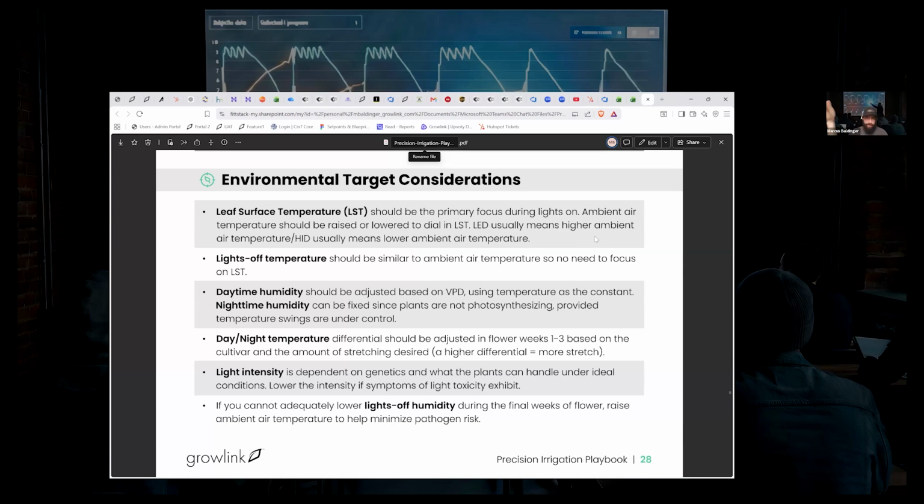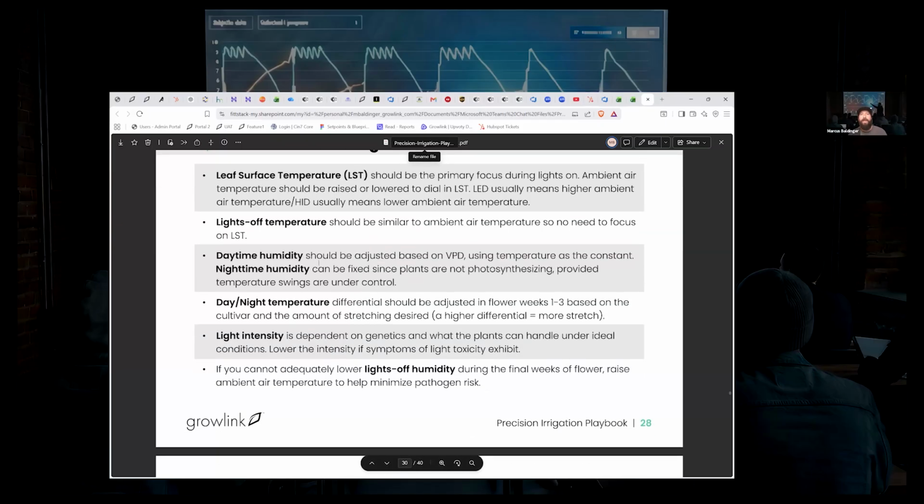You might have to raise it up a little bit if you're running LEDs because they don't put out that radiant heat. And then same thing with double endeds, HIDs, anything like that. They're always going to put out more heat, so you got to run it a little bit cooler. I've already said this too. Lights off temp is going to be pretty similar typically to your ambient air temp, so no need to focus on leaf surface temp at night.